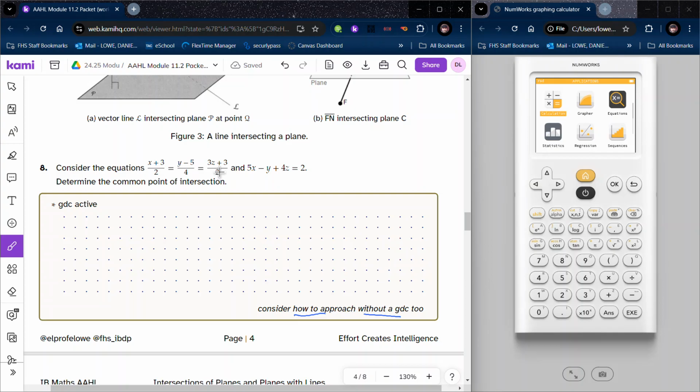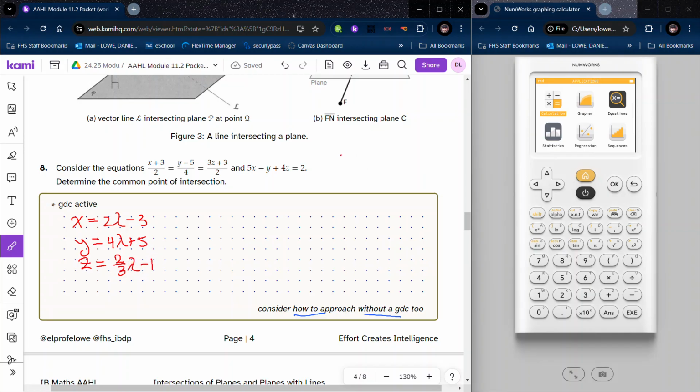Well, the first thing to do is to get a parametrized form of my line. So if I parametrize my line, x is going to be equal to 2 times my parameter minus 3. y is going to be equal to 4 times my parameter plus 5. And z is going to be equal to 2/3 times my parameter minus 1.